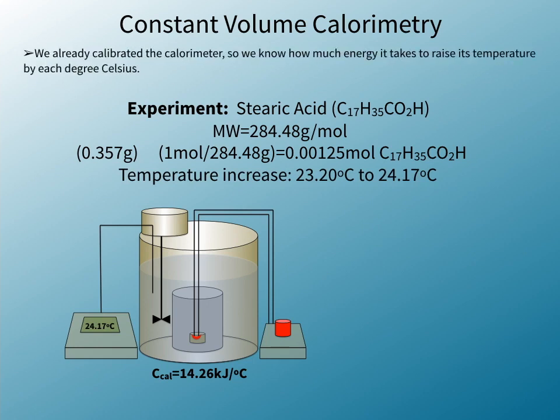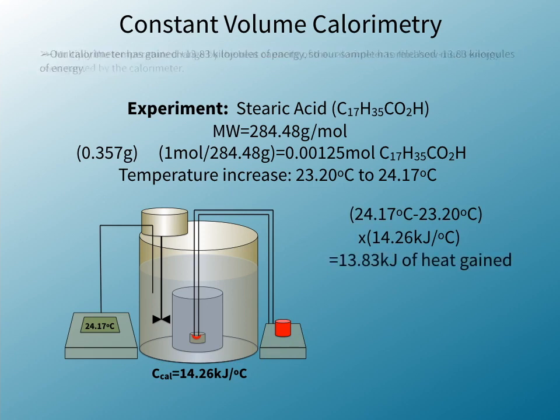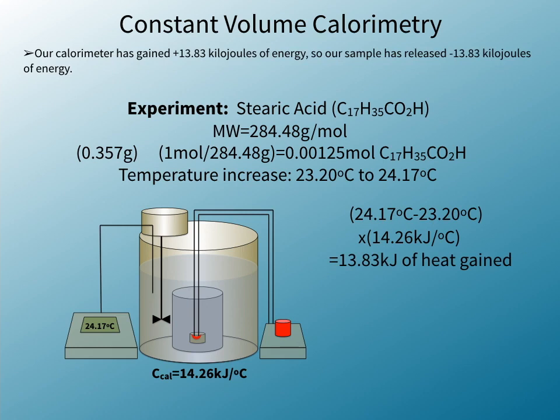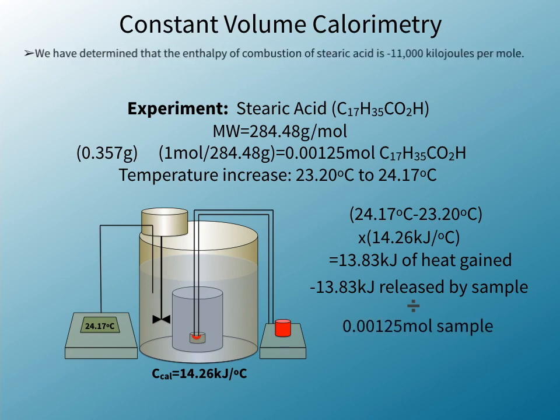We already calibrated the calorimeter, so we know how much energy it takes to raise its temperature by each degree Celsius. Multiply the temperature change by the heat capacity of the calorimeter to find how much energy was gained by the calorimeter. Our calorimeter has gained positive 13.83 kilojoules of energy, so our sample has released negative 13.83 kilojoules of energy. To find the enthalpy of combustion of the sample, divide the energy released by the sample by the number of moles of sample. We have determined that the enthalpy of combustion of stearic acid is negative 11,000 kilojoules per mole.